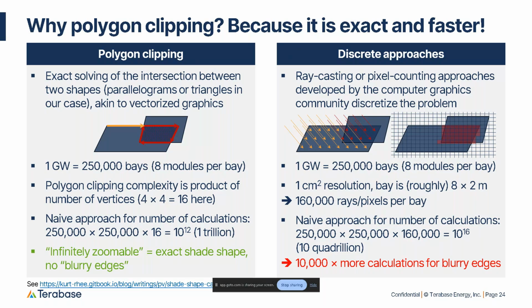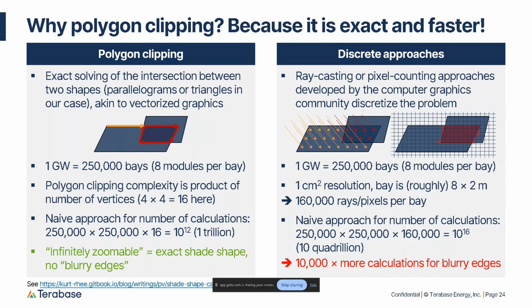Whereas for a discrete approach, if you want to have a resolution of about 1 square centimeter, you're going to get 10,000 times the number of calculations, 160,000 rays or pixels per bay. So if you go in the truly naive approach for the number of calculations, which is each bay needs to be intersected with every other bay, in the case of polygon clipping, you have 1 trillion calculations, which is already a lot. And in the case of discrete approaches, if you want a resolution of 1 square centimeter, you need 10 quadrillion calculations. That is 10,000 times that.